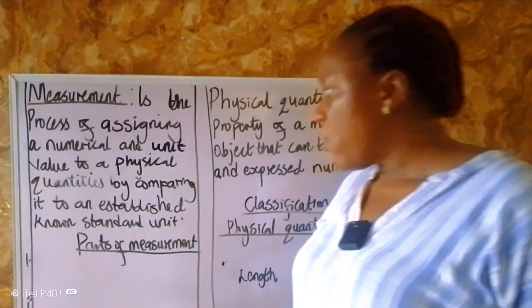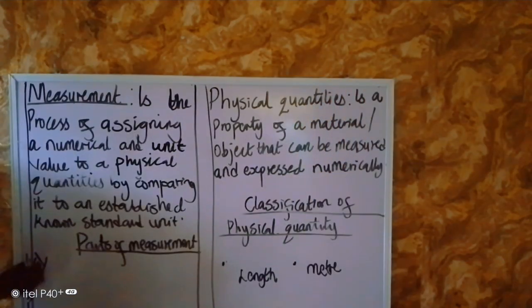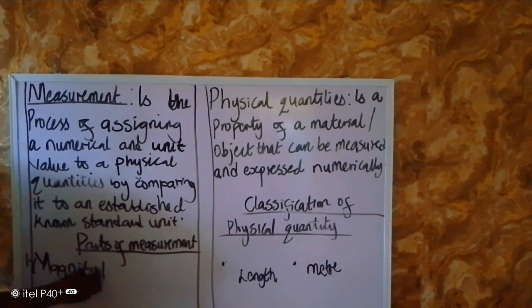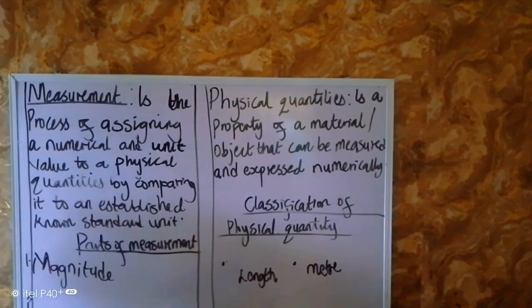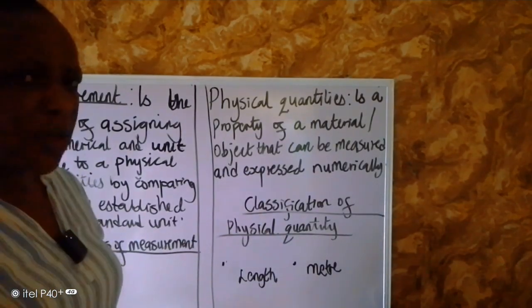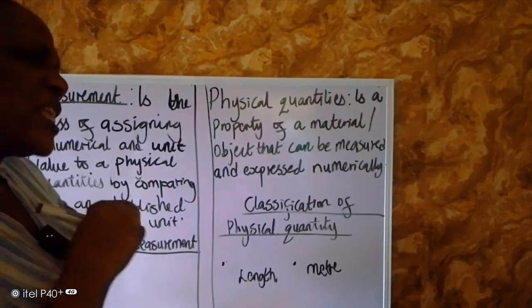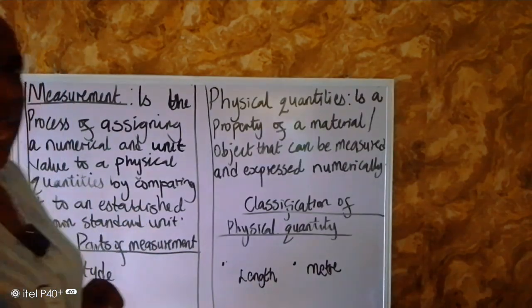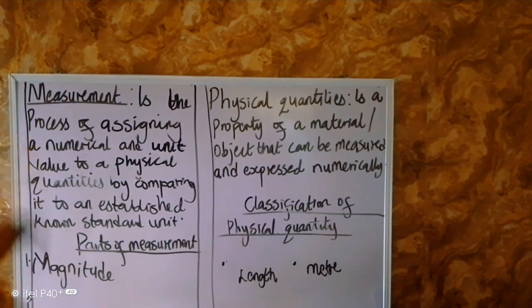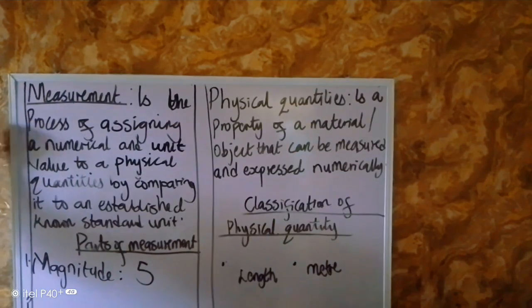Do you understand? Okay, now we have parts of measurement. We have magnitude. When we talk of magnitude, what does it mean? It just tells us the size of an object. So whenever you say magnitude, it's talking about size. And we just give it a number. Understand? Magnitude can be 5. Have you seen it?